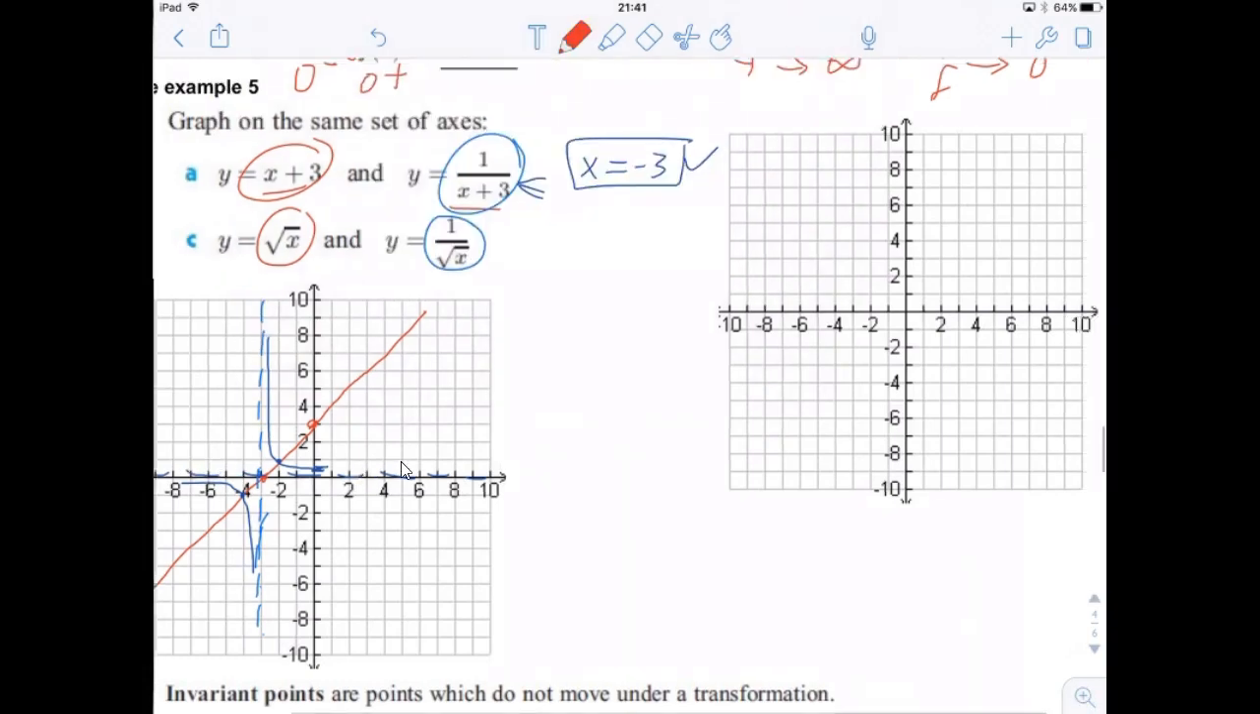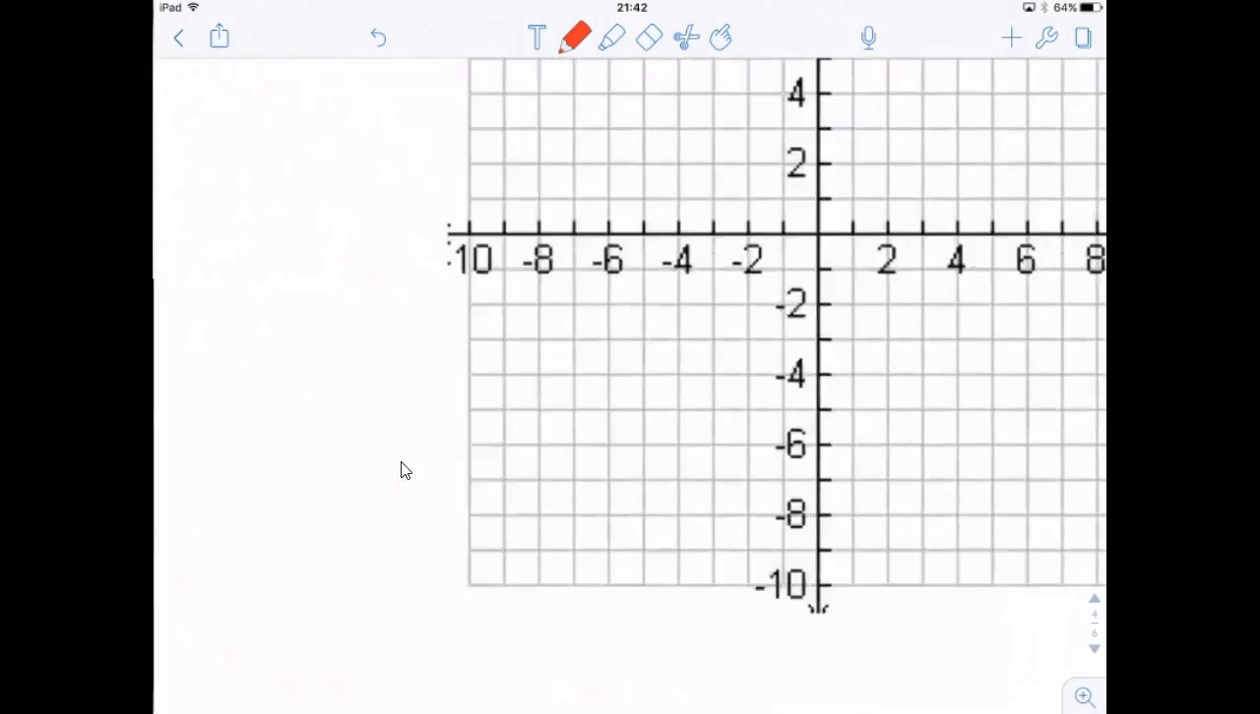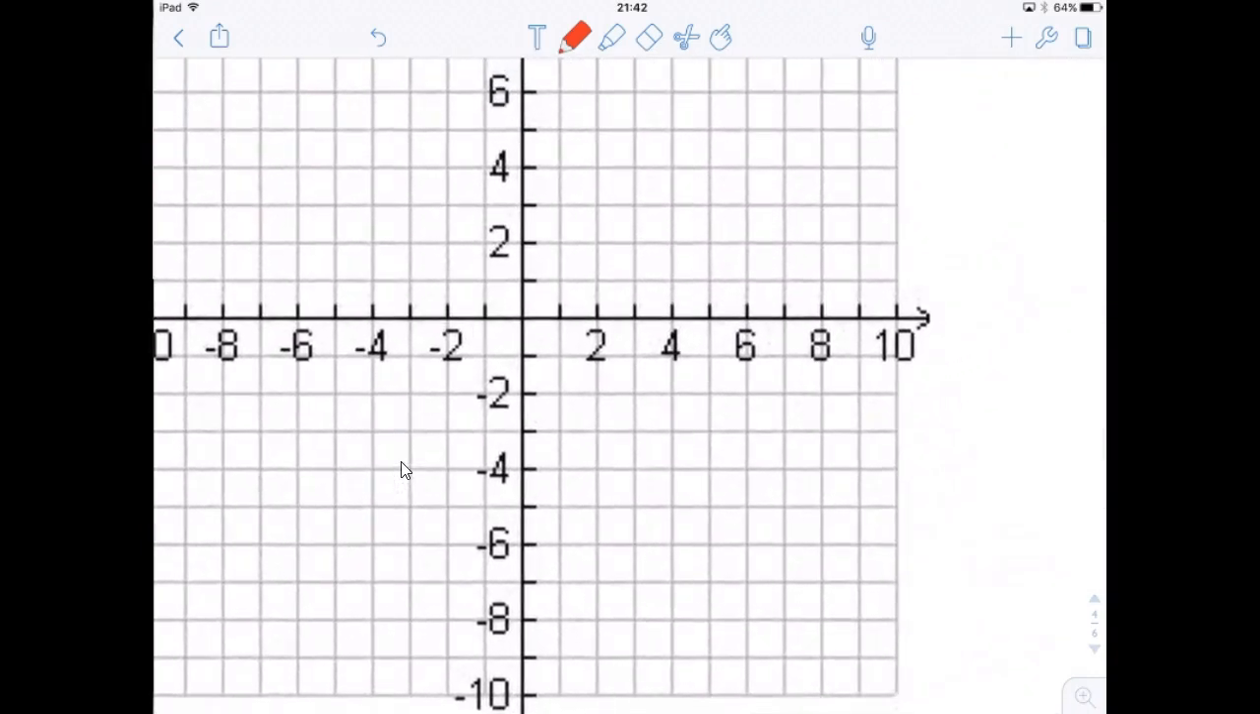Okay, so first we're going to draw y equals square root of x. Remember, y equals square root of x is basically a parabola on its side, so we're going to graph 1, 1, 4, 2, 9, 3, okay, and 0, 0. So this is square root of x, okay?